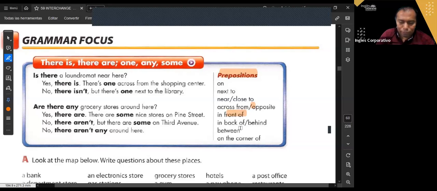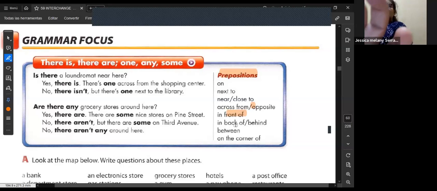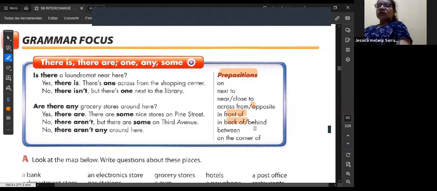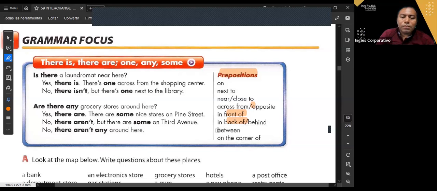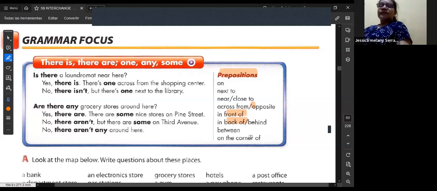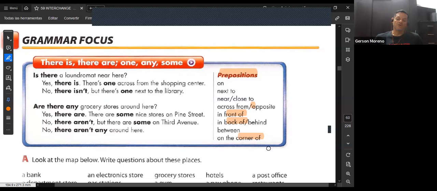In front of. In back of. Behind. Between. On the corner of.